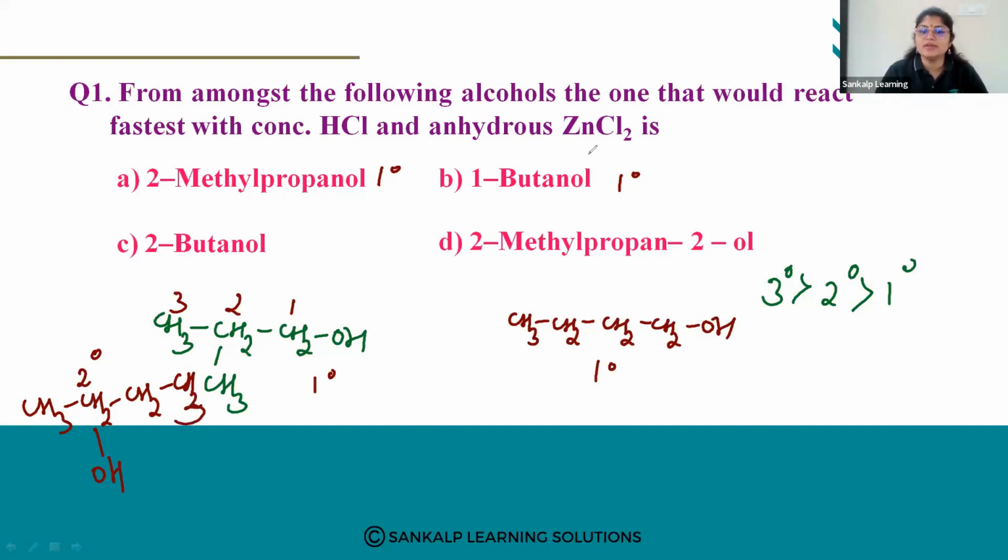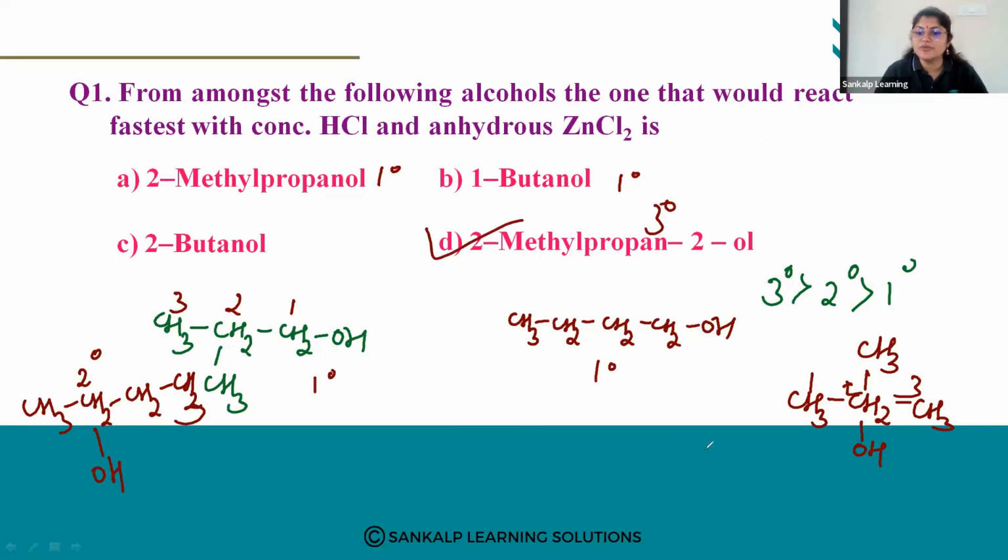Then the last one, D option, 2-methylpropane-2-ol. So 2-methylpropane-2-ol, CH3, CH2. So at the second position you have methyl, and at the second position you have OH. So this is a tertiary alcohol. So the fourth is the correct answer.